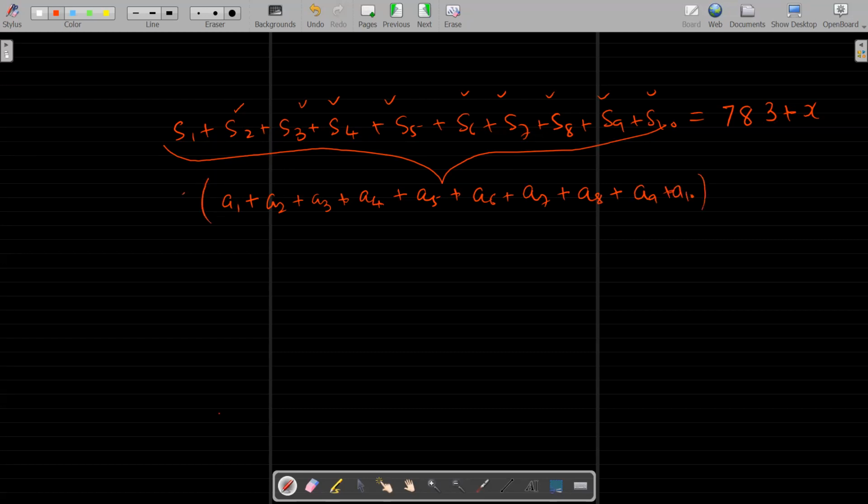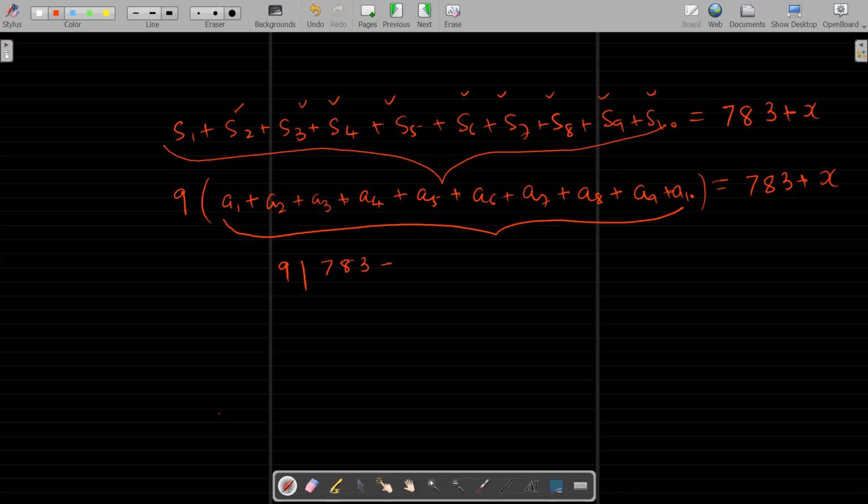Just a minute. So 9 times this sum is 783 plus x, right? Sir, we will divide 783 by 9 and we will get 87. Yeah, but now we have something related to divisibility by 9. That's why, in fact, I took this problem for discussion. So 9 times something is 783 plus x. So shall I say 9 divides 783 plus x?